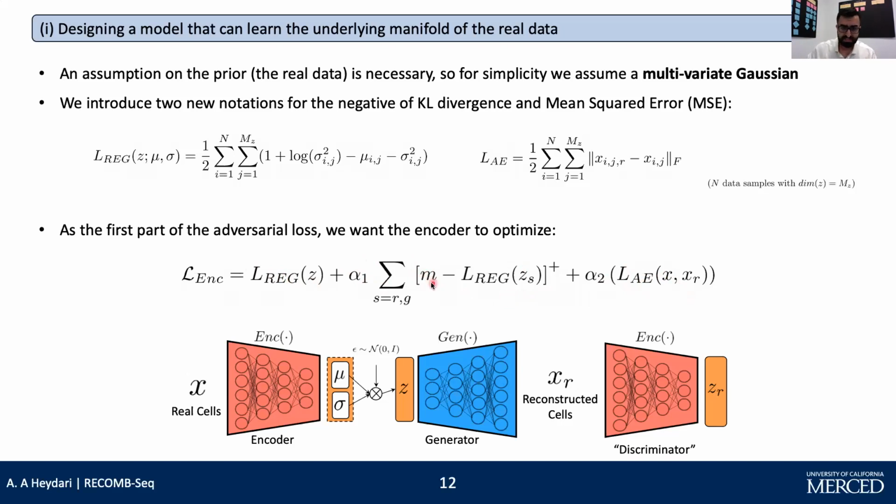So this M is an adversarial constant, and this KL divergence is being computed on the samples that the generator is producing. As you can see, the way for the encoder to minimize this is to maximize this value to match M. So that's the first part of the adversarial training.